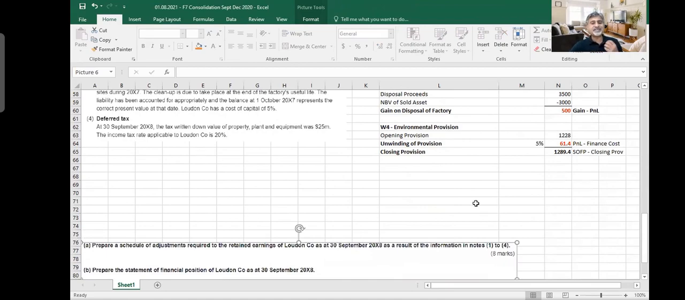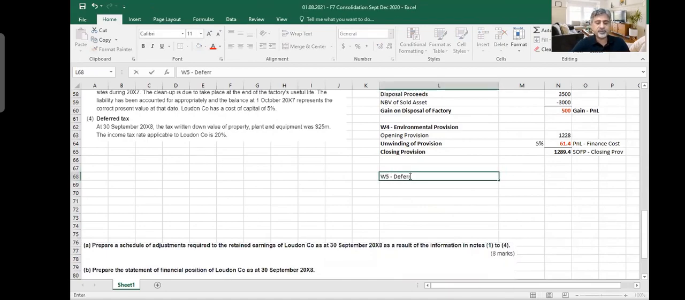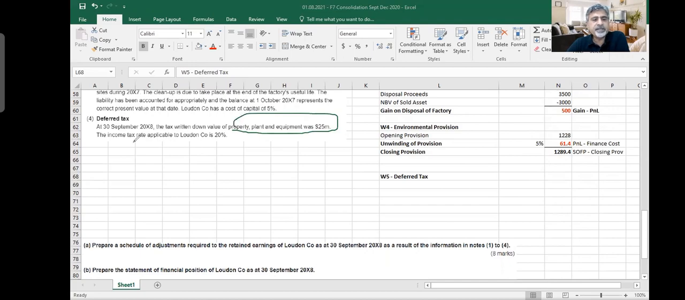Then it says the last note, which is working 5, which is for deferred tax. Now let's read this together. At 30th September 2008, the tax written down value of PPE was 25 million. The income tax rate applicable to the company is 20%. So they told us that the tax base of our assets is 25 million. Now you know that a deferred tax asset or deferred tax liability arises when you have a difference in the tax base and the carrying value.